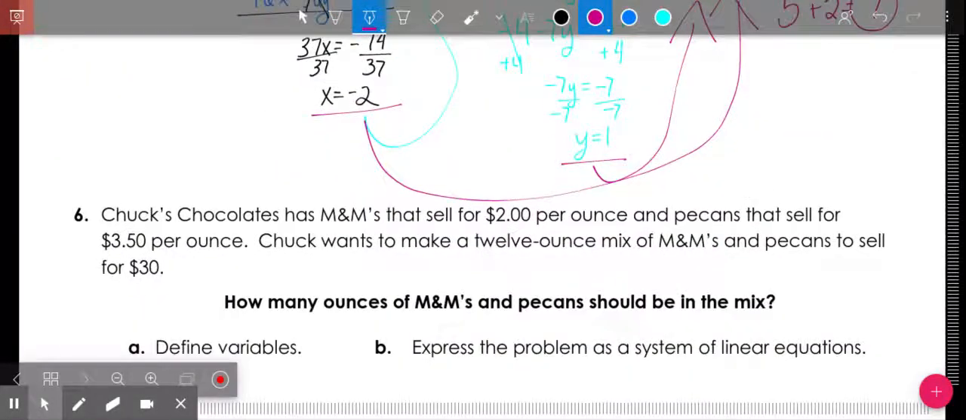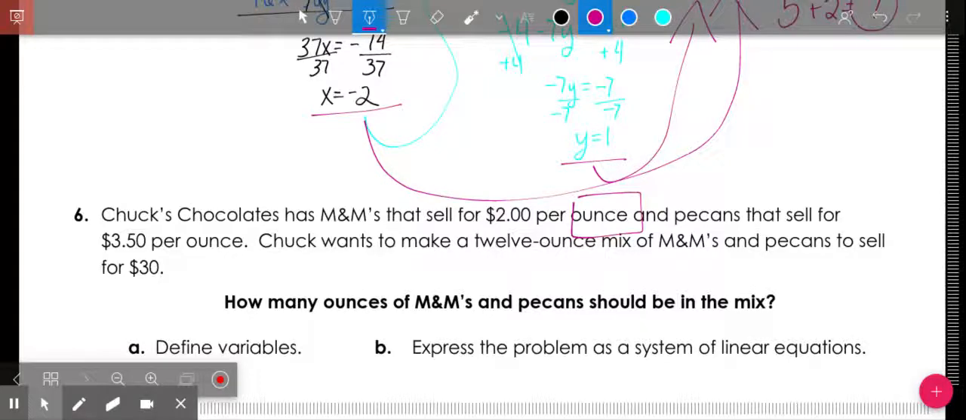Number 6 says Chuck's Chocolates has M&Ms that sell for $2 per ounce and pecans that sell for $3.50 per ounce. Chuck wants to make a 12-ounce mix of M&Ms and pecans to sell for $30. It's a lot of M&Ms and pecans. So that's what we're really looking at, though, is the ounces of M&Ms and pecans.